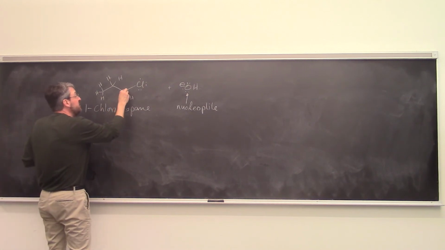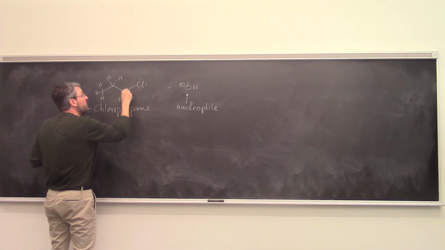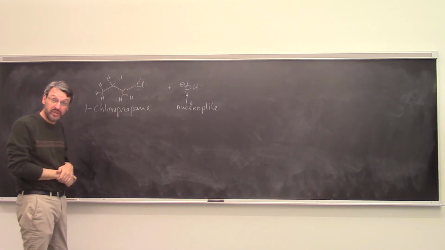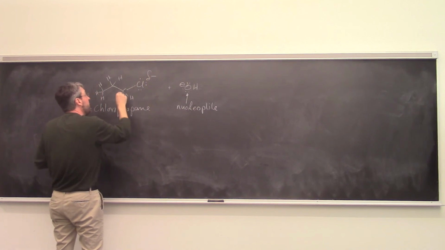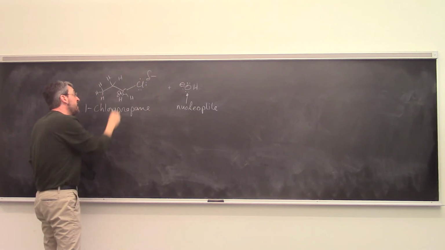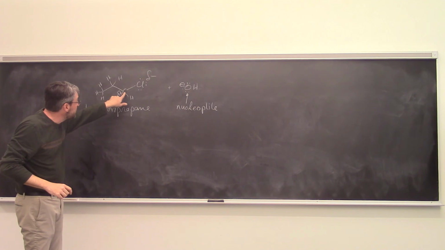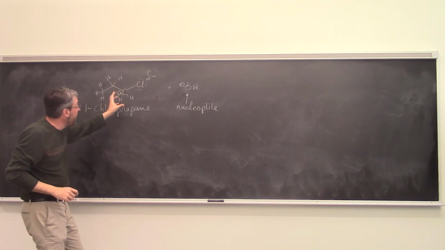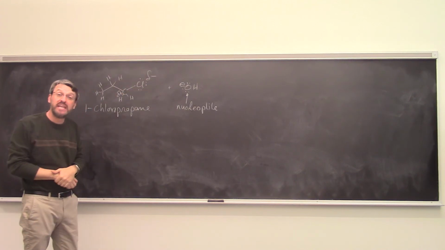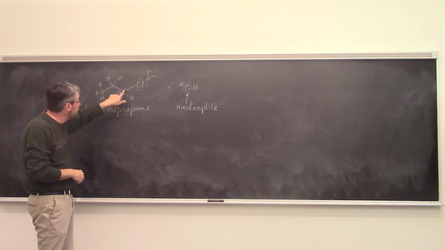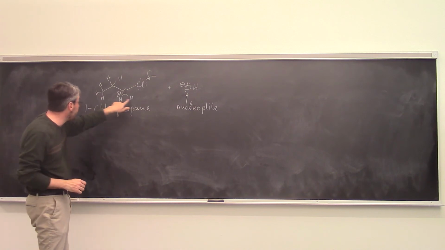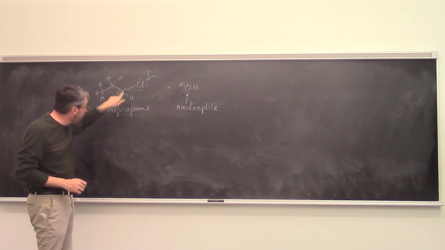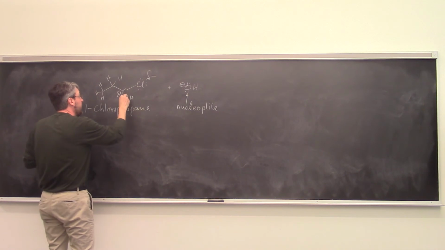Well, this carbon to chlorine bond here is quite polar. Chlorine is much more electronegative. So this chlorine is delta minus, and this carbon is delta plus. So this carbon, by virtue of the fact that chlorine is pulling strongly on the electrons, makes that carbon the electrophile. There's no H on there. These are not acidic. But that carbon itself is the electrophile.